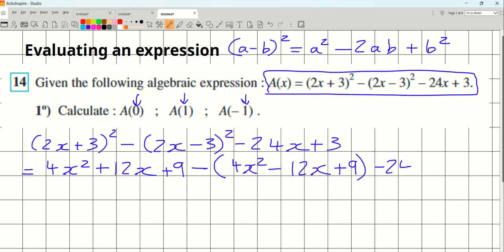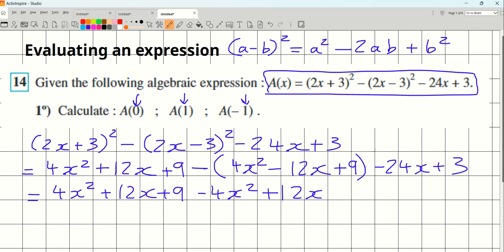And I'm just going to rewrite my minus 24x plus 3 right now because I don't really need to do anything to it. So now I'm going to go ahead and do 4x squared plus 12x plus 9. And I'm going to apply my minus right here. Minus 4x squared. So 4x squared gets a minus. And then minus expands to the 12x as well, which means I get plus 12x. And then minus applies to the 9, which means I now have a minus 9. And then I'm going to rewrite my minus 24x and plus 3.